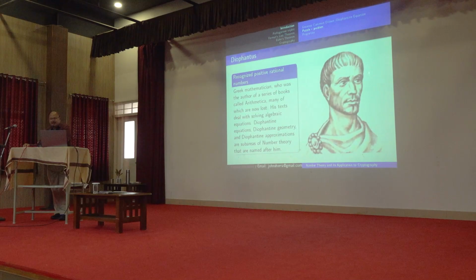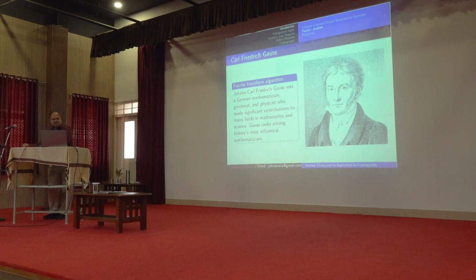It is 250 AD. The other two were BC, Pythagoras 500 and Euclid, I think 250 BC, and this one is 250 AD. And he also has written books, 13 books, which are called Arithmetica, and they were translated later. And he has put a strong foundation for equations to learn algebra. This is the person.